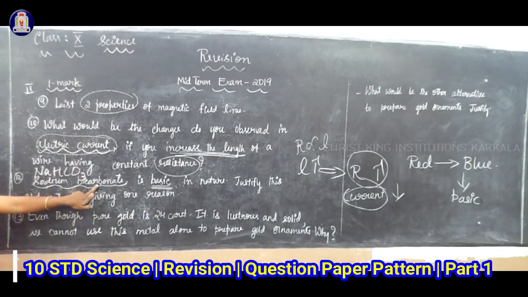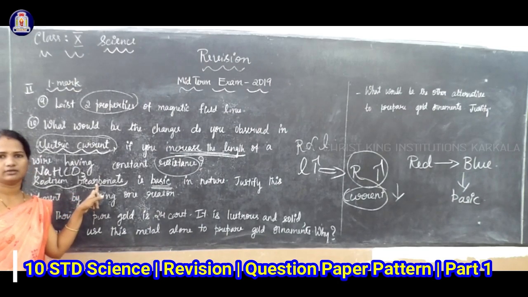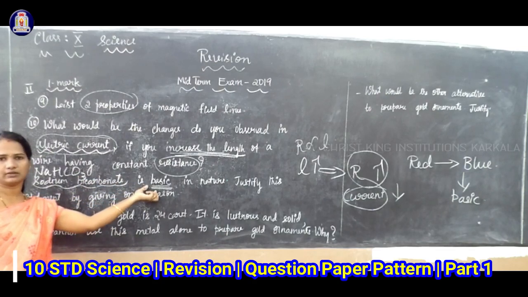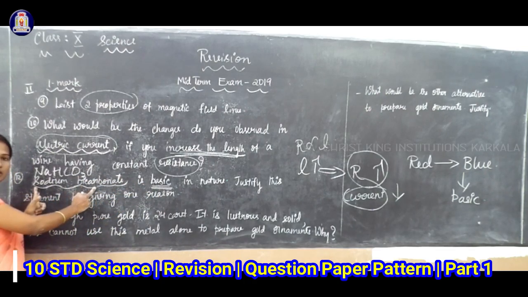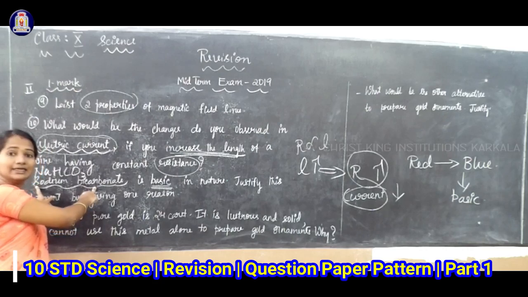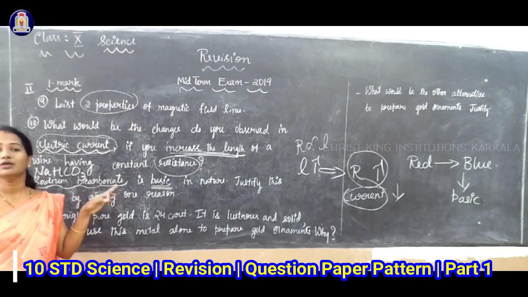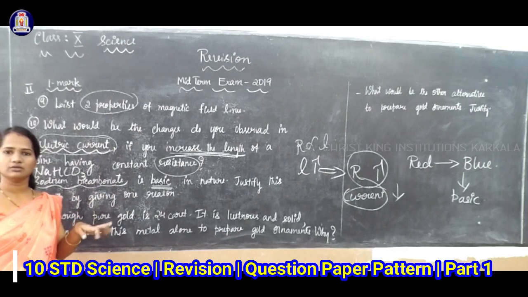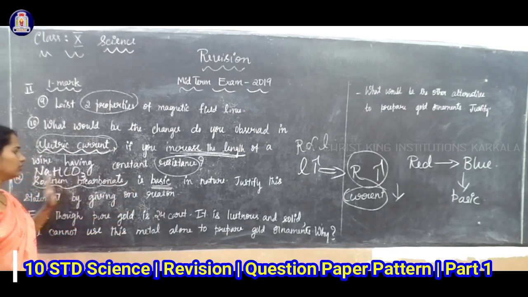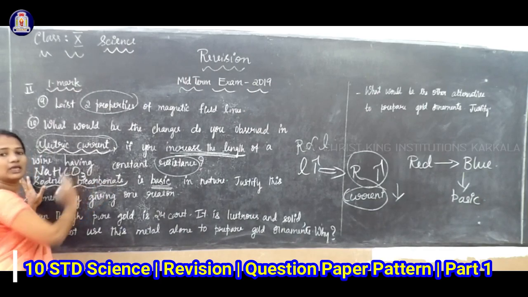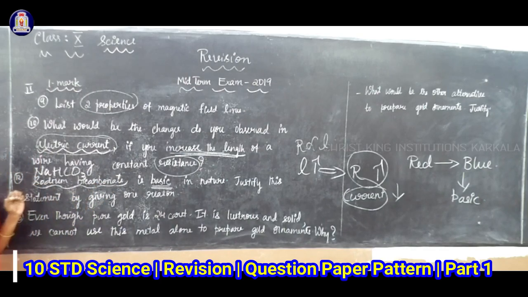Sodium bicarbonate changes red litmus paper into blue color. Therefore, sodium bicarbonate is basic. Sodium bicarbonate changes red litmus paper into blue color or red litmus solution into blue color. Therefore, sodium bicarbonate is a base, or it is basic in nature. Go to the next question.